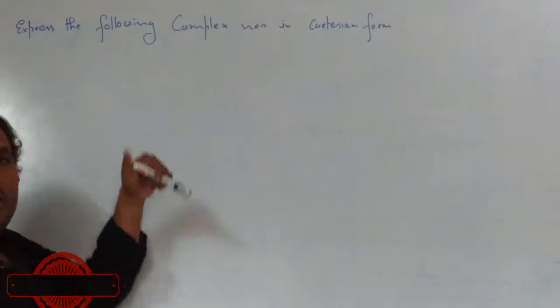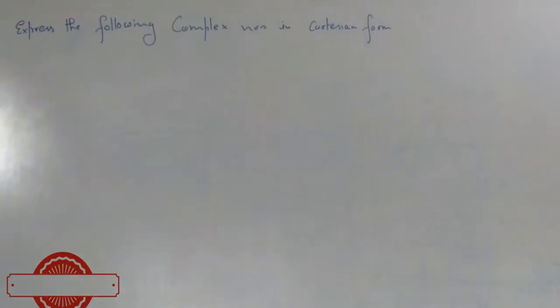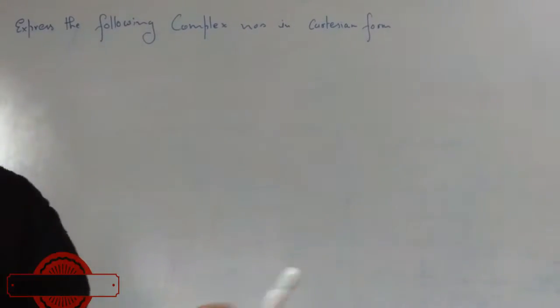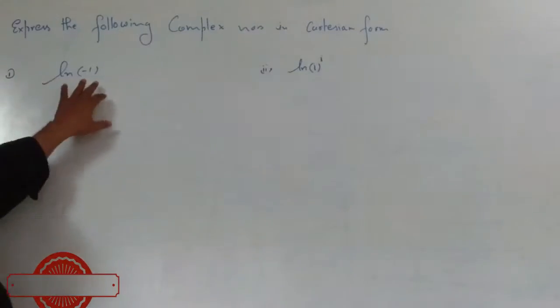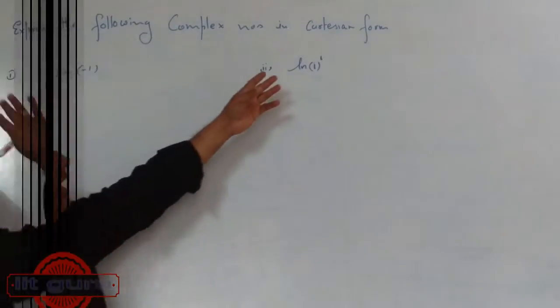Express the following complex numbers in Cartesian form. Let's take some questions. Problems: ln of -1 and ln of i to the power i.